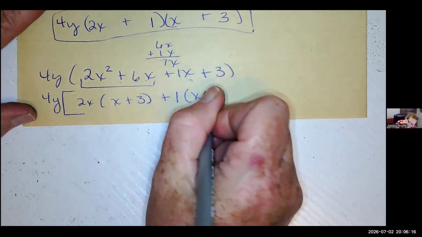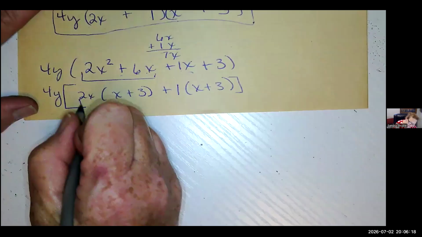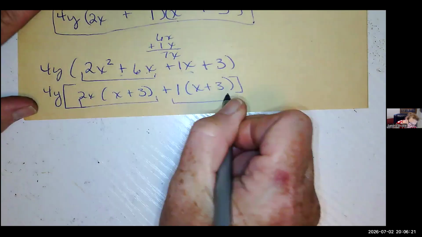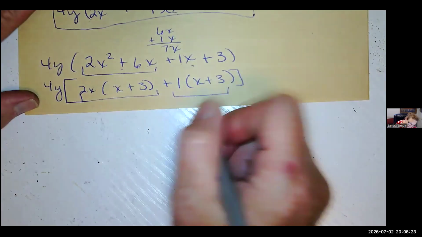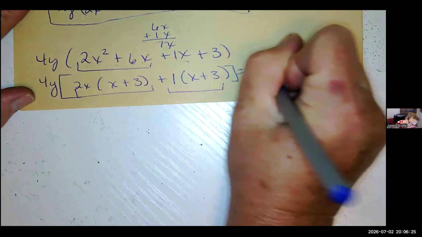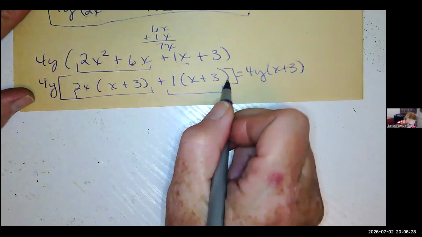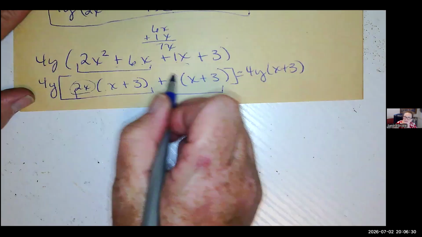Now you look at this term and this term, and they have x plus 3 in common. So this is going to be 4y, x plus 3. When you factor out the x plus 3 from both of these, you're left with 2x plus 1. Same thing as that one.